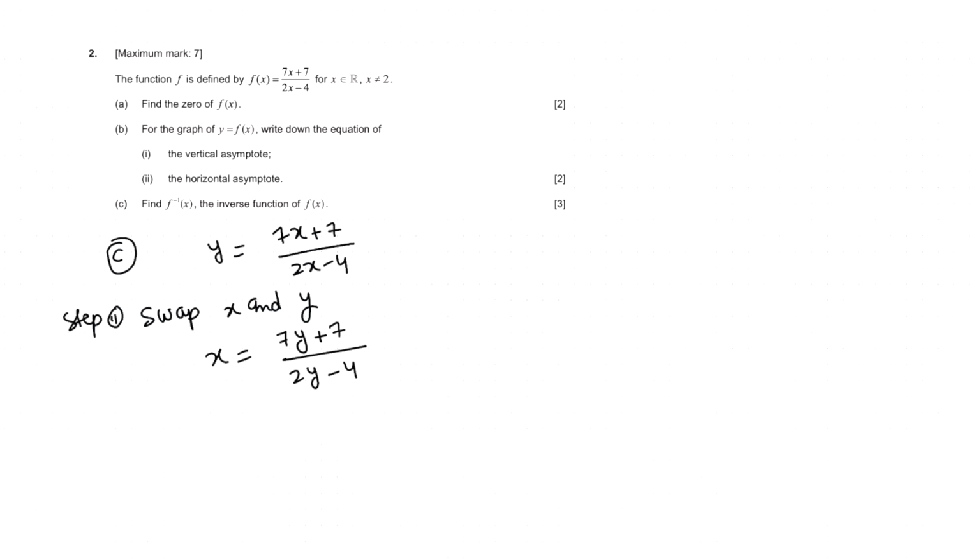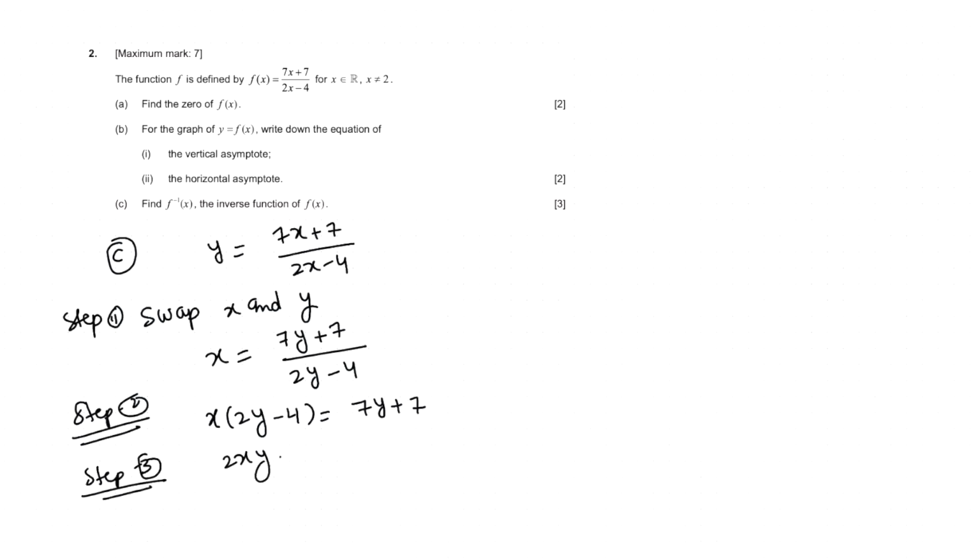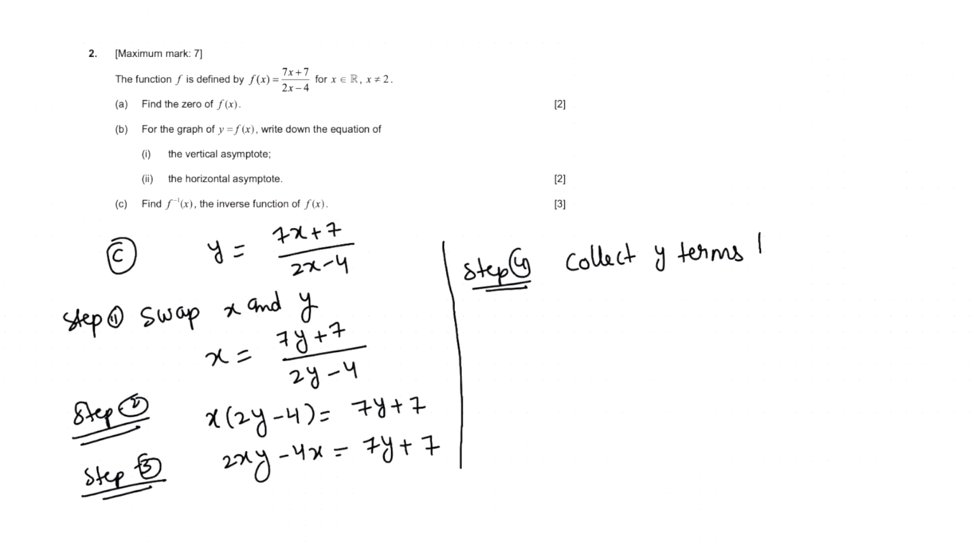Now cross multiply. Step number 2 is cross multiply. So x(2y - 4) = 7y + 7. Now step number 3, expand: 2xy - 4x = 7y + 7. Now for step number 4, collect y terms together. That means 2xy - 7y = 4x + 7.